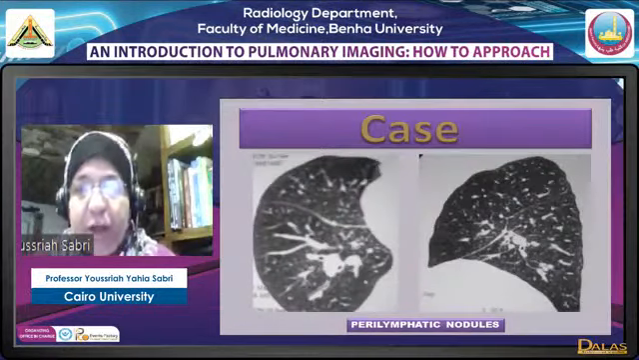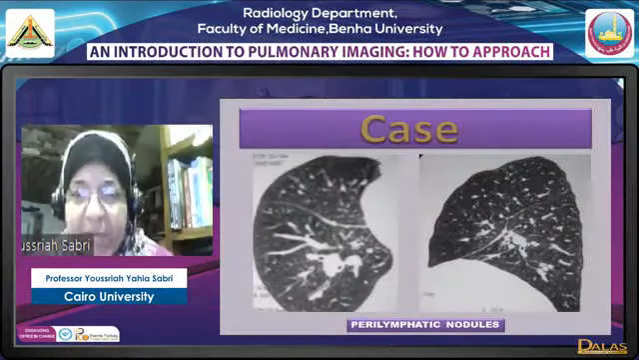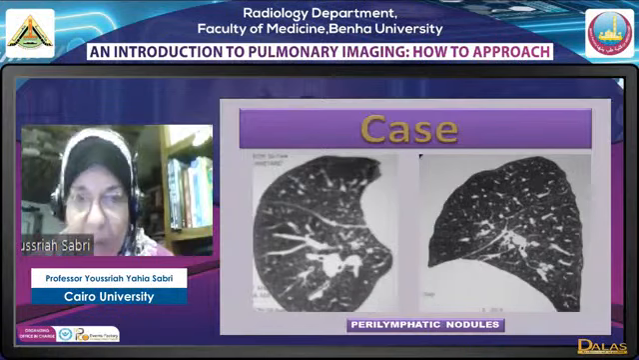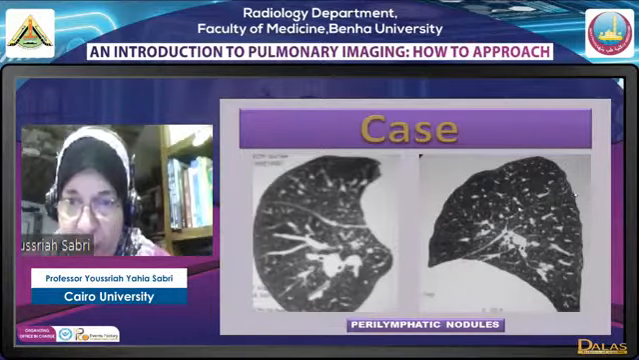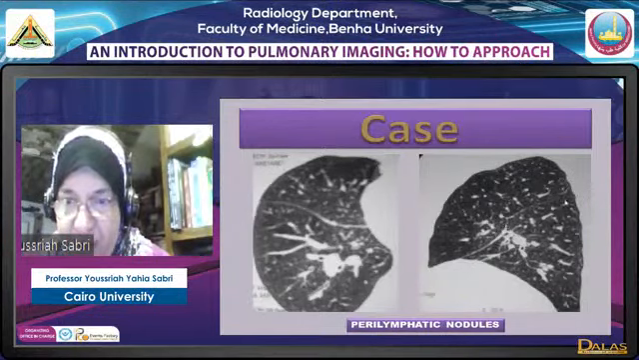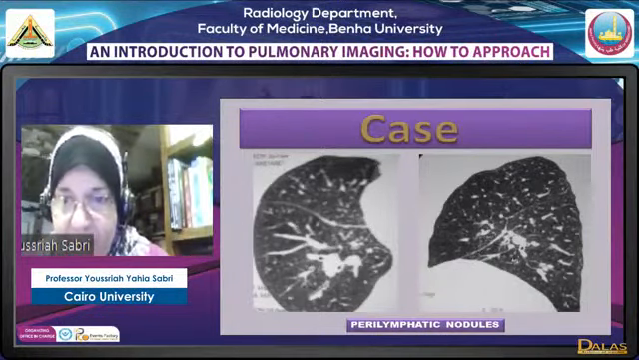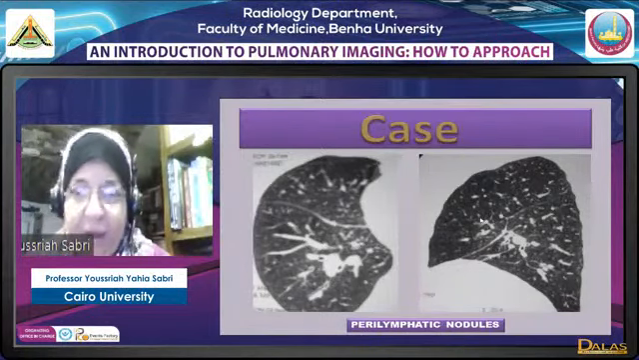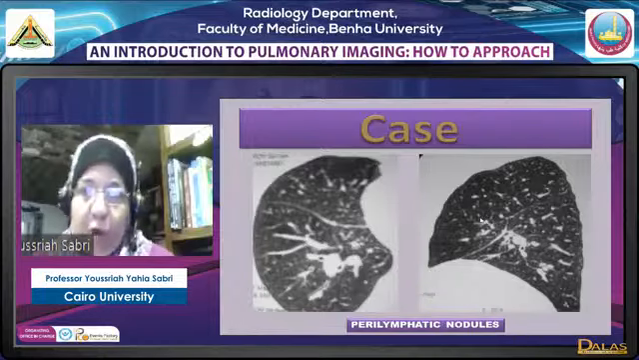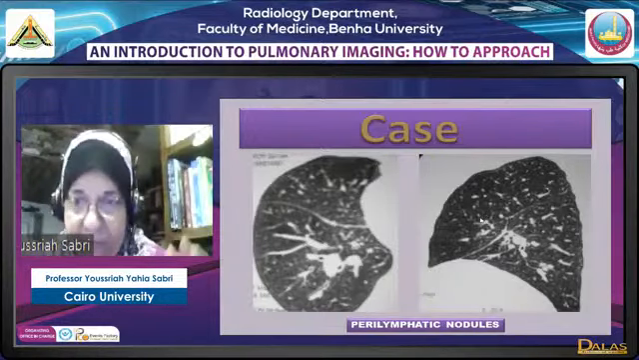Now, the third pattern of micronodules is a perilymphatic distribution. That means these nodules follow the pattern of the lymphatics. So they are seen subpleural, as you can see here. They cause beading and thickening of the fissure. This fissure is thickened and beaded. They are seen centrilobular because we have lymphatic centrilobular. How can I differentiate this from centrilobular? Only by looking at the fissure.